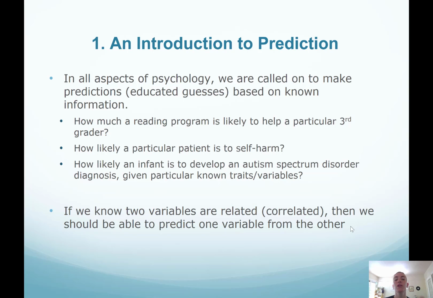So basically, if we know that two variables are related to one another or correlated, as you're familiar with from our previous lecture, then we should be able to predict one of those variables from the other related variable.